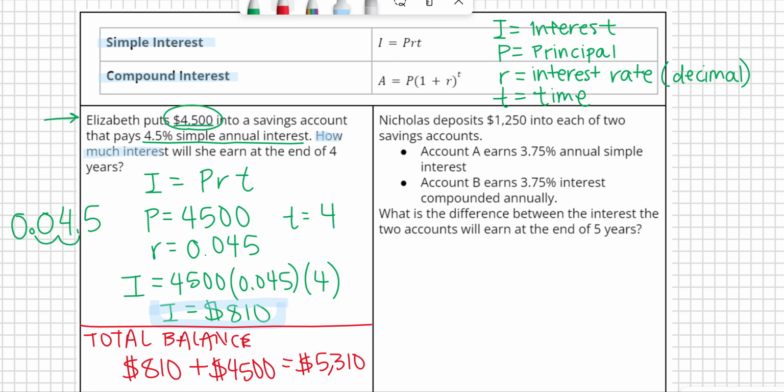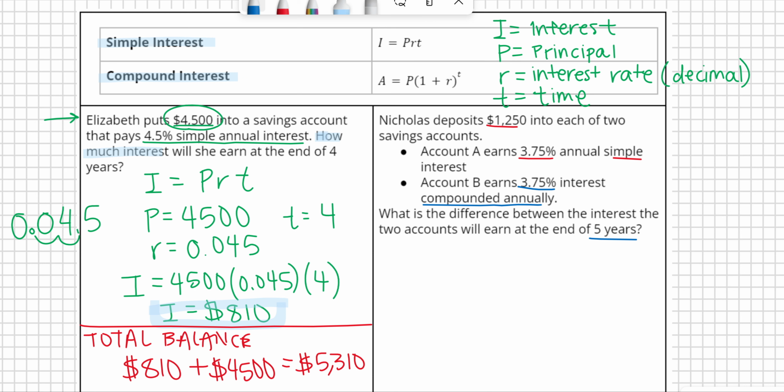Let's look at the next example. Nicholas deposits $1,250 into each of 2 savings accounts. Account A earns 3.75% interest, annual simple interest, and account B earns 3.75% interest compounded annually. What is the difference between the interest the 2 accounts will earn at the end of 5 years?